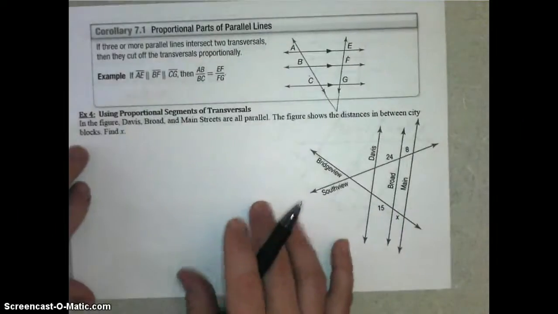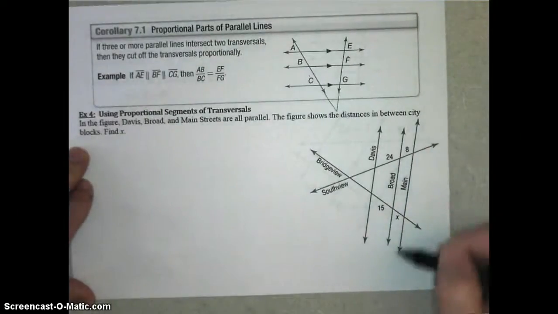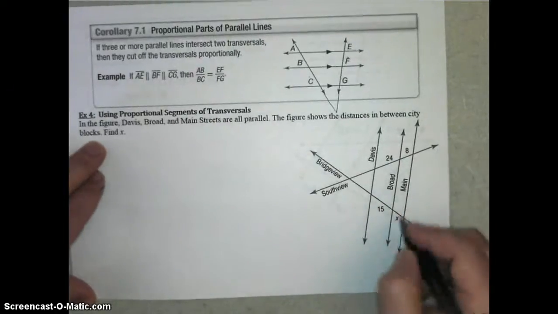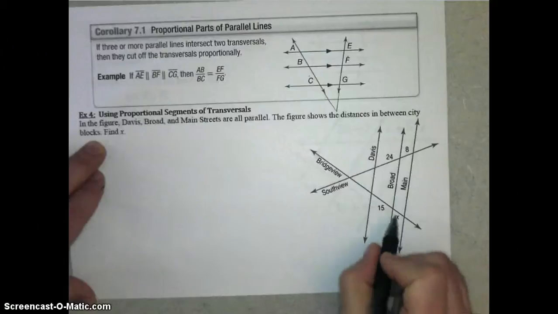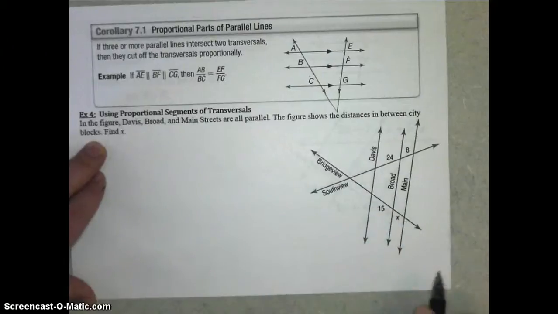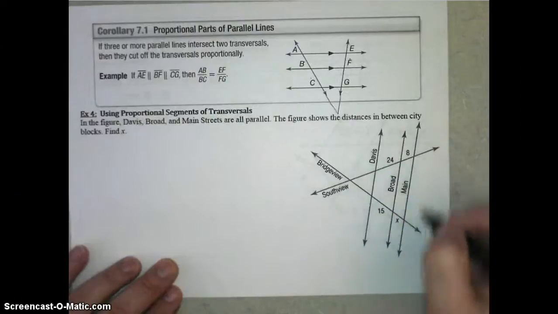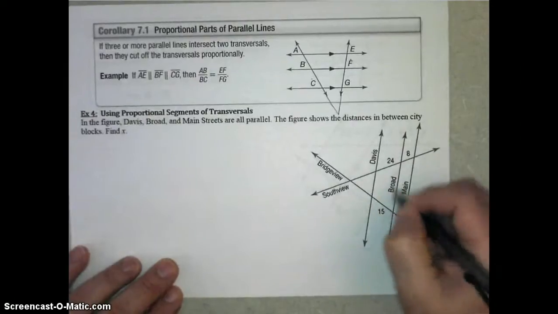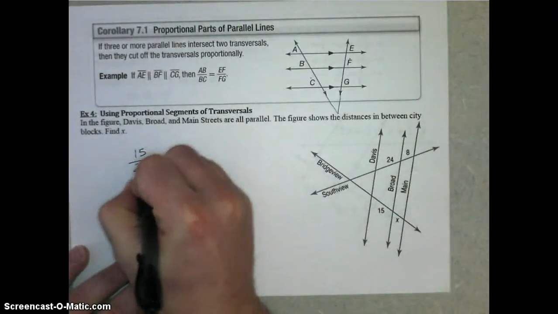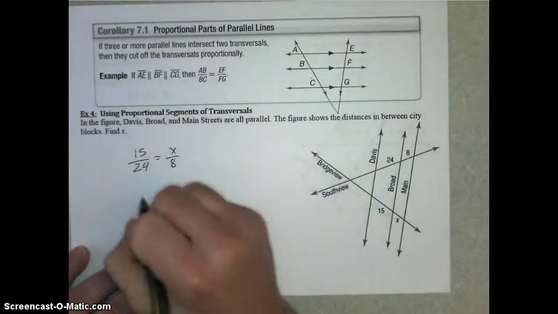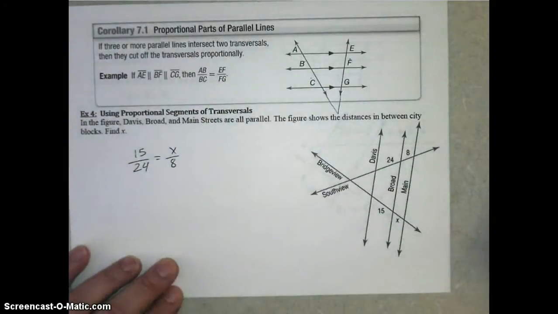So we have a figure here where Davis, Broad, and Main Street are all parallel, and this figure shows these other two streets that intersect those three. We are to find the value of x, the distance between Broad and Main Street along Bridgeview. So in order to do that, we're just going to set up our proportion. Because these lines are all parallel, the ratio of 15 to 24 has to be the same as x to 8. Okay, I'll let you cross multiply and solve for x and check your answer.